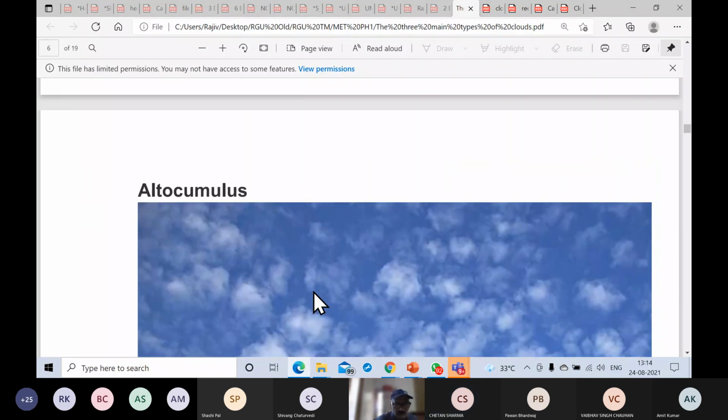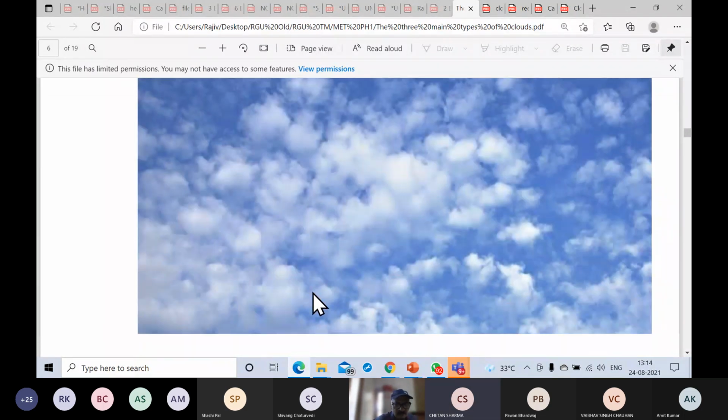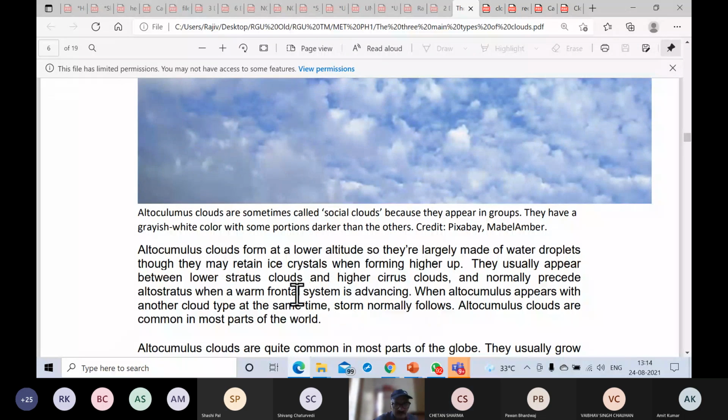Cirrostratus, I mean that is a high level cloud. ठीक है. Let me see. You have asked a question. Ready-made answer नहीं है मेरे पास. ठीक है सर.